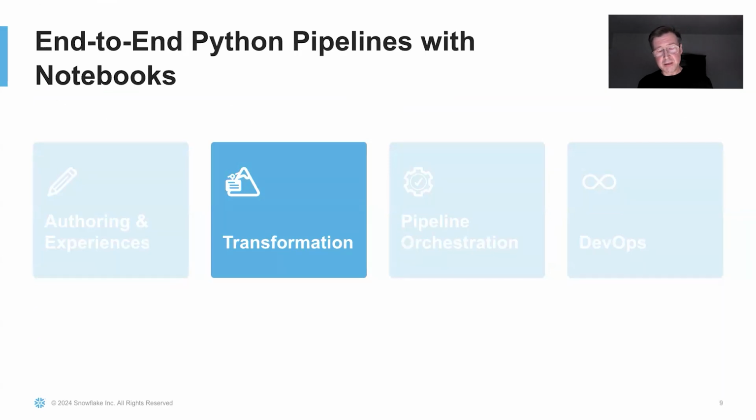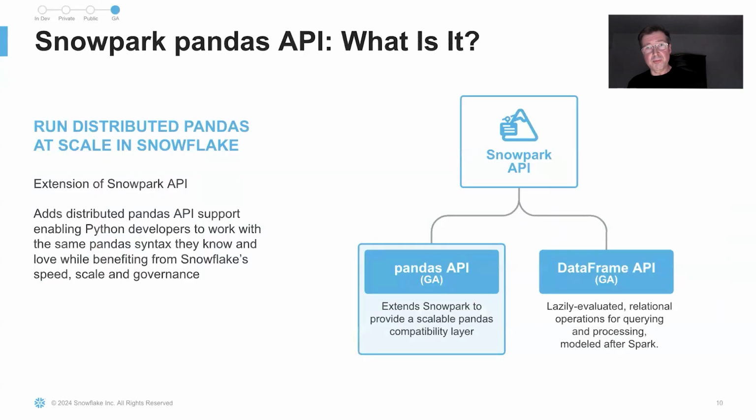For transformation, we're going to use the Snowpark Pandas API. The Snowpark Pandas API is part of the Snowpark API, so you might be familiar with that since previously we have a DataFrame API that follows Spark when it comes to function and method names. The Pandas API of Snowpark follows Pandas, of course. That gives you the possibility to reuse your skills and knowledge in Pandas, but have that executed on Snowflake.